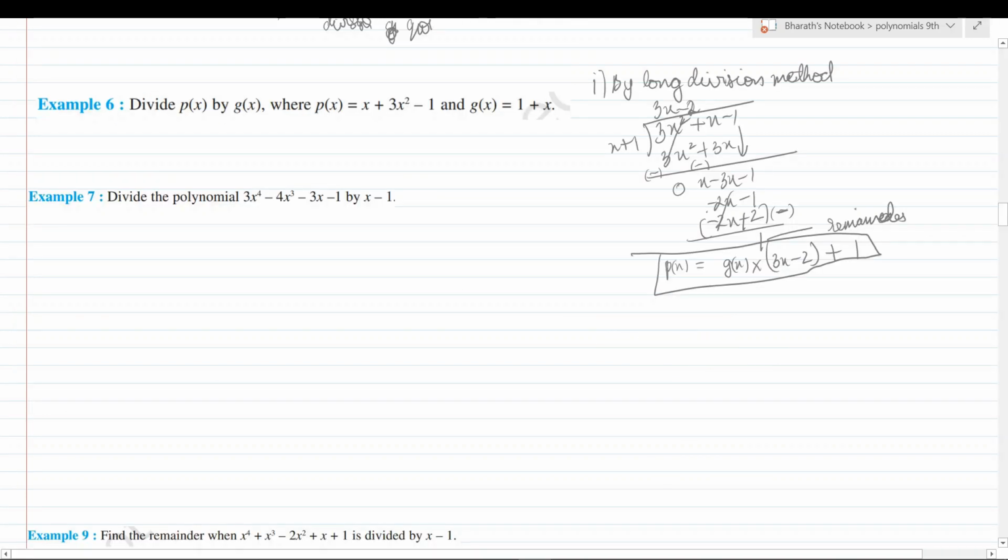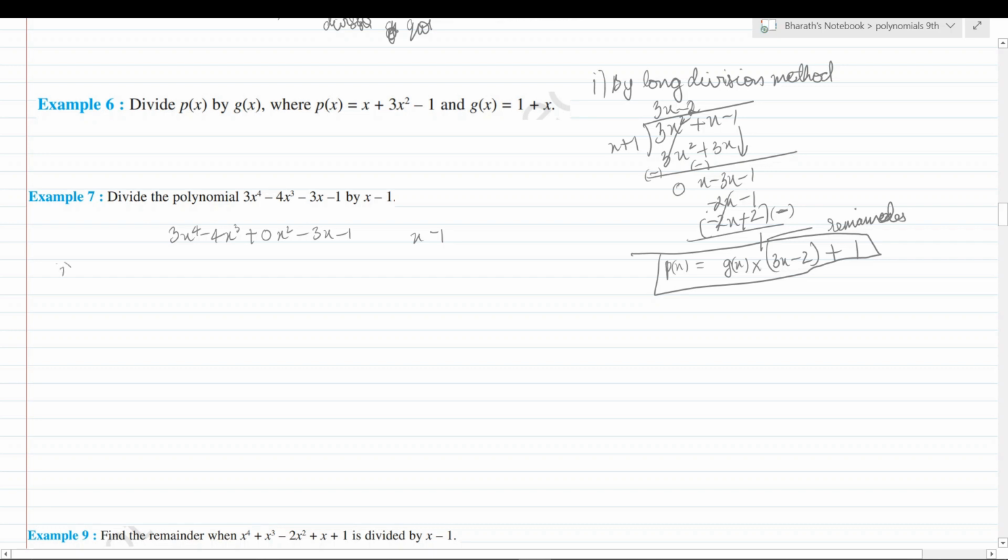So let's start with example 7. Here we have to divide the polynomial 3x power 4 minus 4x cube minus 3x minus 1 by x minus 1. So here there is no x power 2 term. We don't have a square term here, so we just assume 0 x square, minus 3x minus 1, so that it may be easy for us. And we're dividing it by x minus 1.